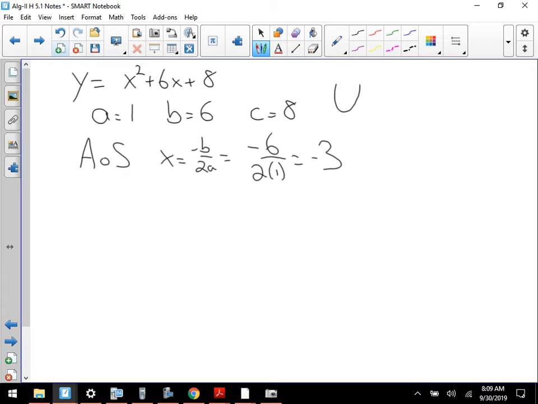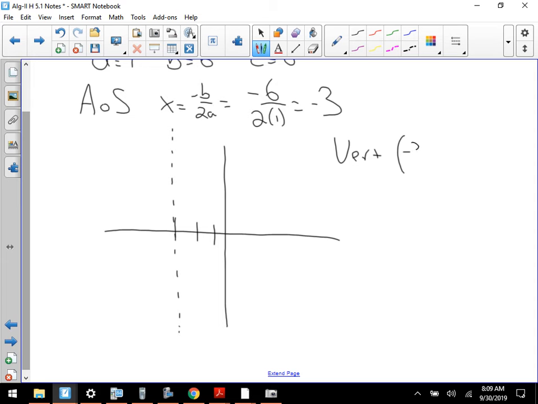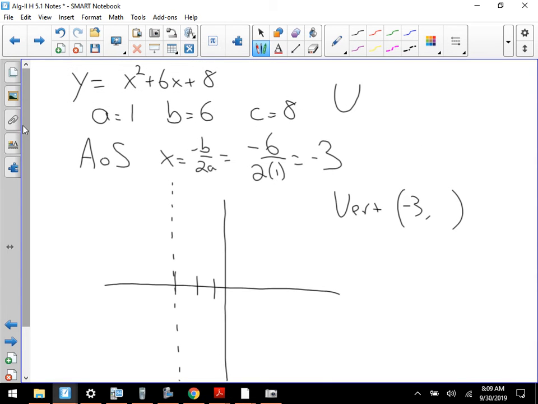Now, this axis of symmetry is at negative 3, which means my vertex of this up like a cup has to have an x-coordinate of negative 3, doesn't it? So that means somewhere in here, my vertex is going to be located at negative 3, comma, something. Well, how do you think I figure out what that something is?